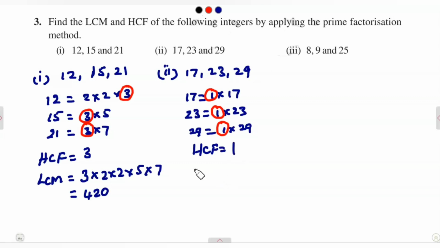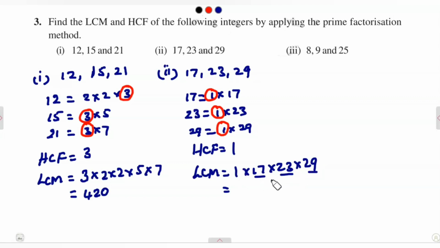Next, coming to LCM. How to write LCM? Here the common factor is 1. Other than 1, what are the leftover numbers? 1 into the remaining leftover numbers, 17 into 23 into 29. Along with the common factor, we need to take the remaining common and uncommon factors also. So it is nothing but the product of all the numbers itself. If they don't have any number common, you simply multiply the numbers itself. 1 into something gives you the same, so you need not consider this.